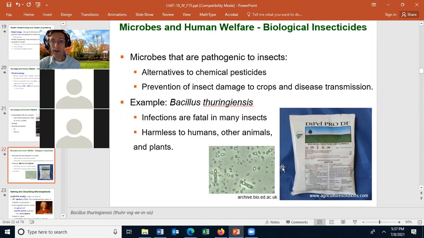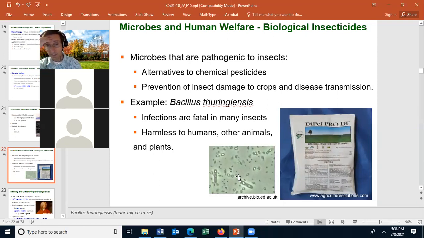The example of a biological insecticide I'm going to talk about is Bacillus thuringiensis, bacteria where the infection is fatal in many insects. And here we're looking at Bacillus thuringiensis. And Bacillus thuringiensis is harmless to humans and other animals. It's also harmless to the plants.